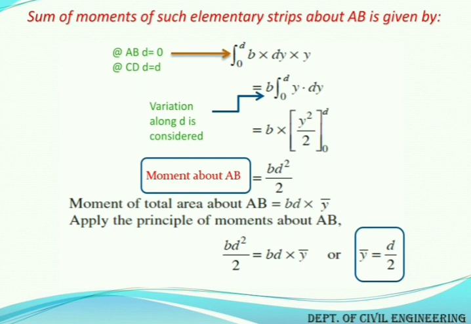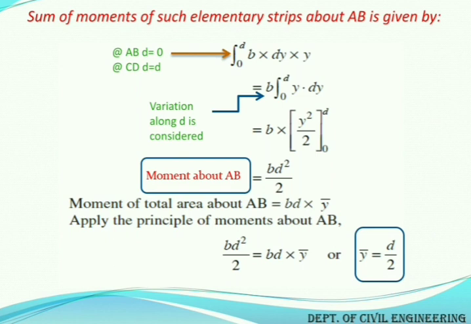As the variation is considered along the depth, B we will take it out, because we are not applying integration with respect to B, we are applying integration with respect to D. Therefore, integrating we get moment of all the elemental areas about AB as BD square by 2. So this completes our fourth step.